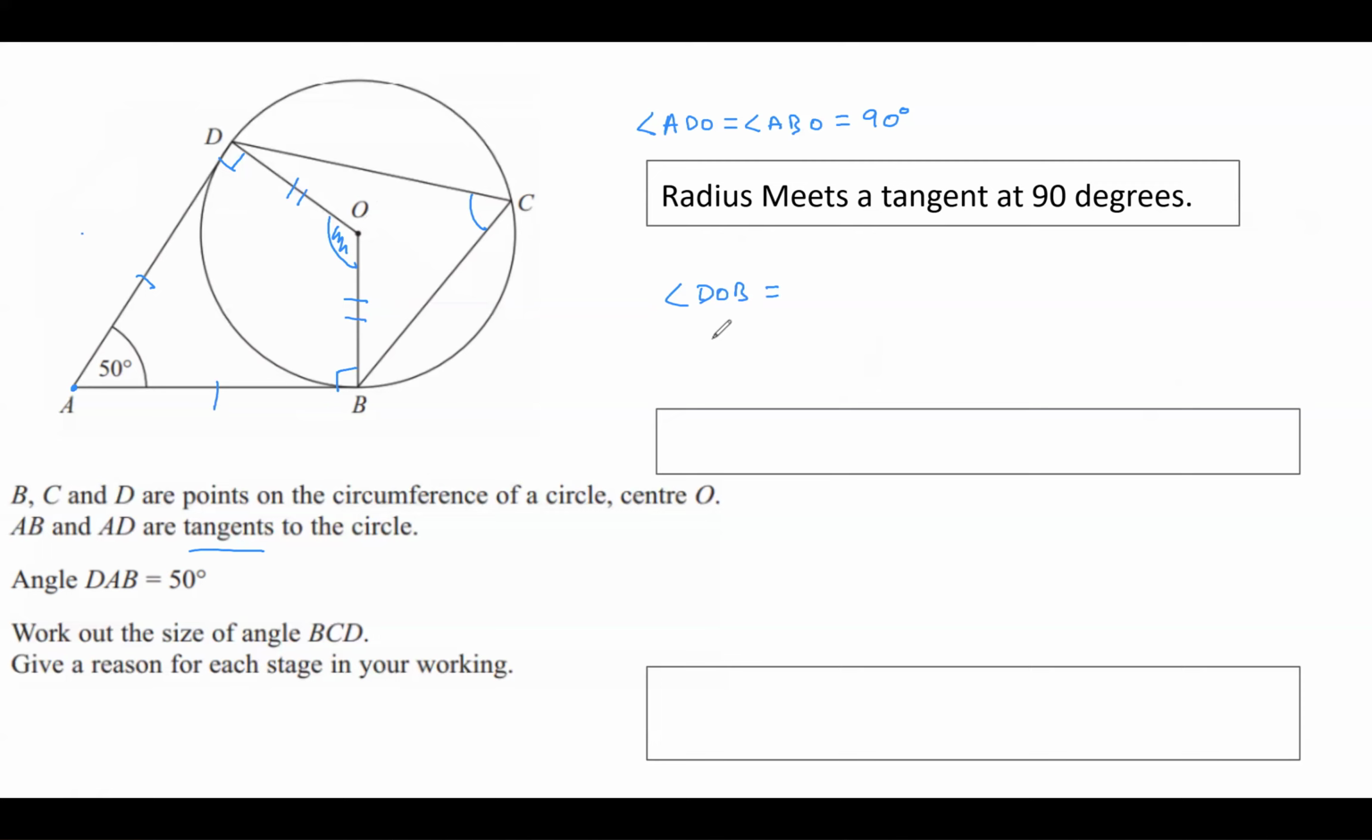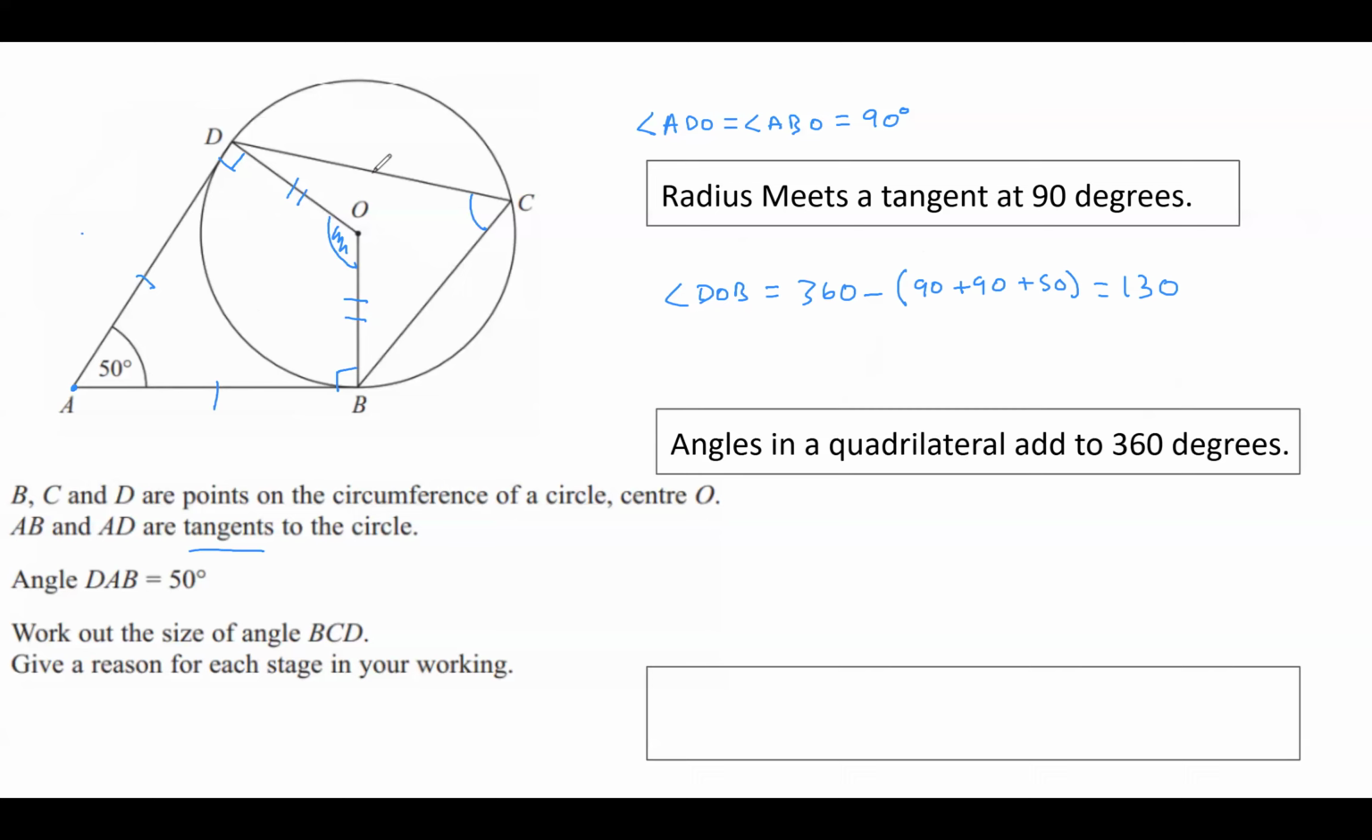DOB is going to be equal to, well, if we think about it, we've got a quadrilateral here, a four-sided shape, and angles in a four-sided shape add up to 360 degrees. So we are going to do 360 minus 90 minus 90 minus 50, and that is going to give us 130 degrees. And our reasoning is going to be angles in a quadrilateral add up to 360 degrees.